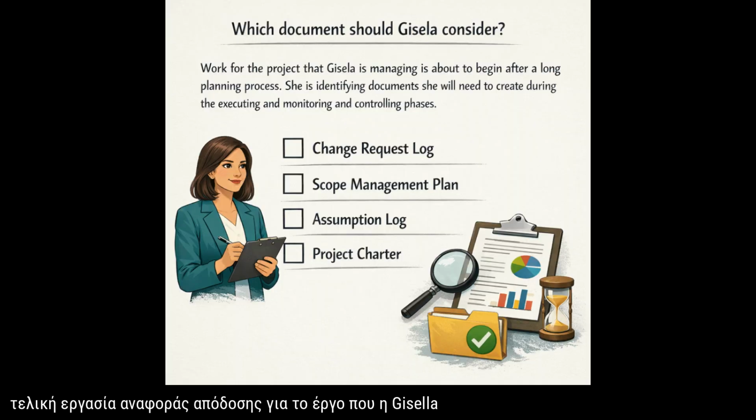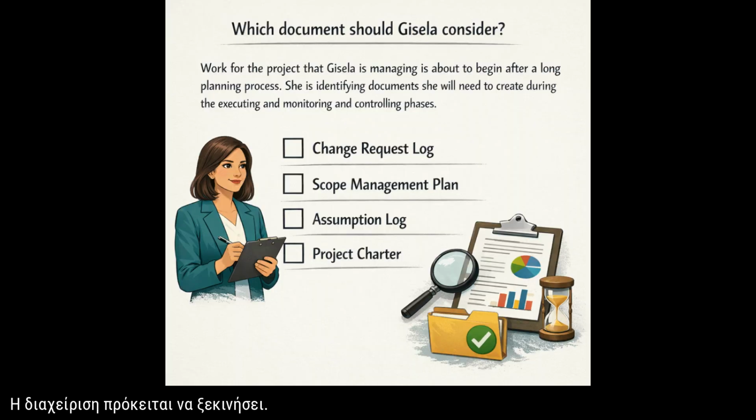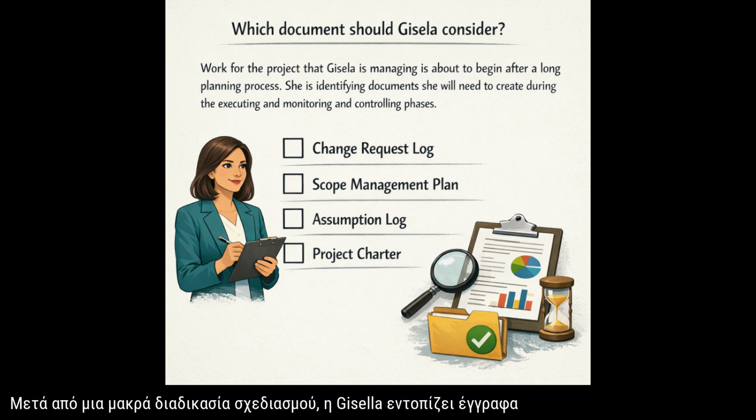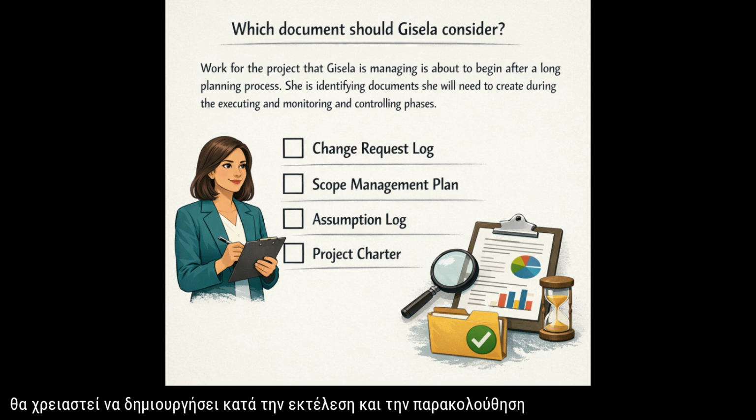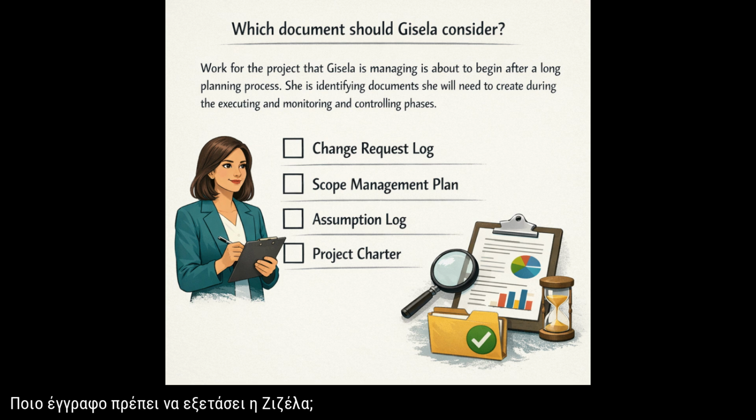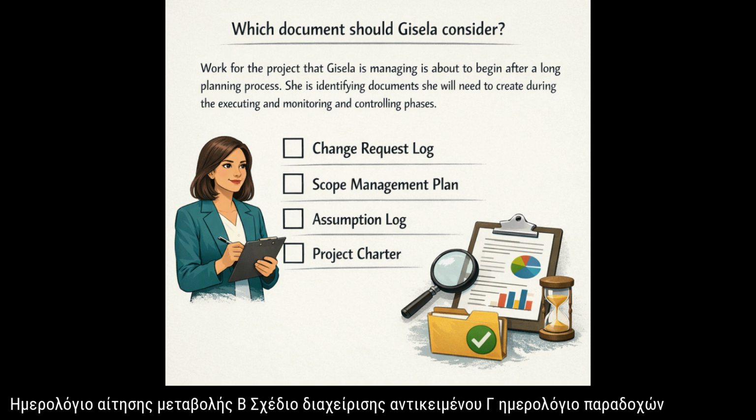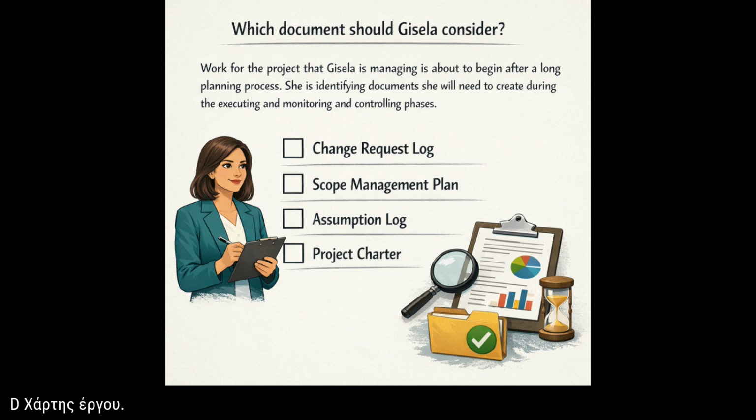Work for the project that Gisela is managing is about to begin after a long planning process. Gisela is identifying documents she will need to create during the executing and monitoring and controlling phases. Which document should Gisela consider? A. Change request log, B. Scope management plan, C. Assumption log, D. Project charter.